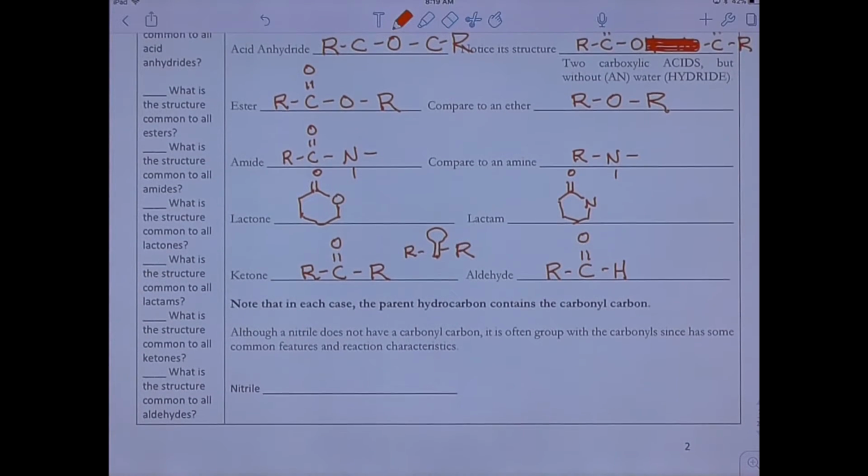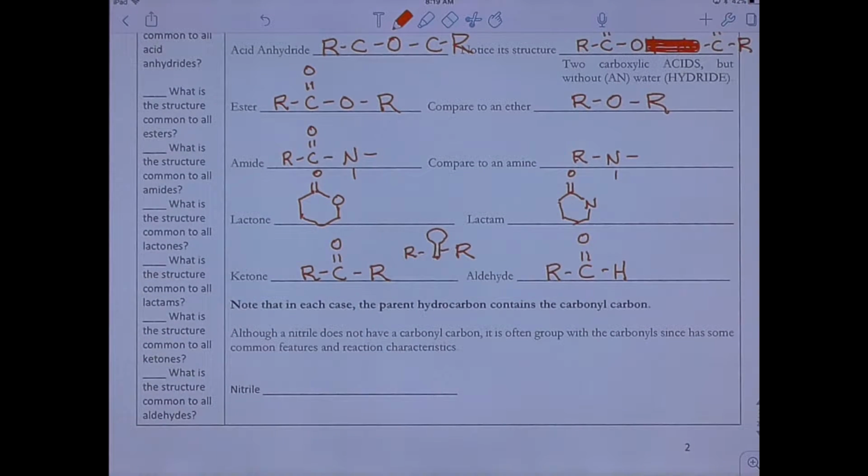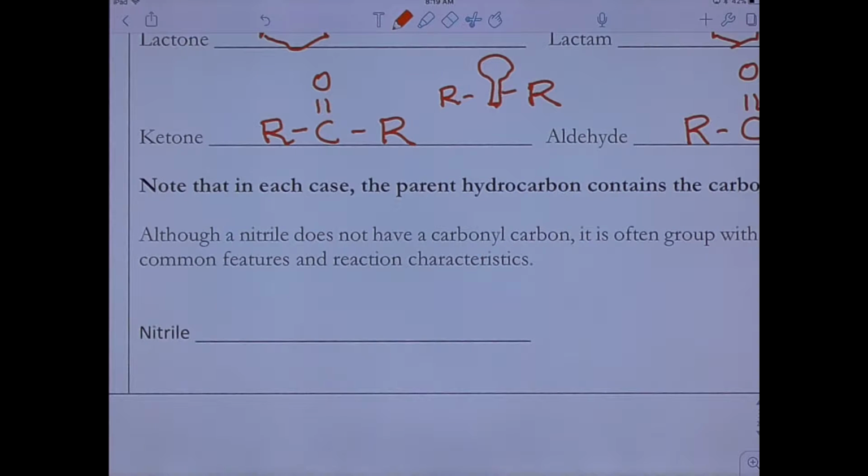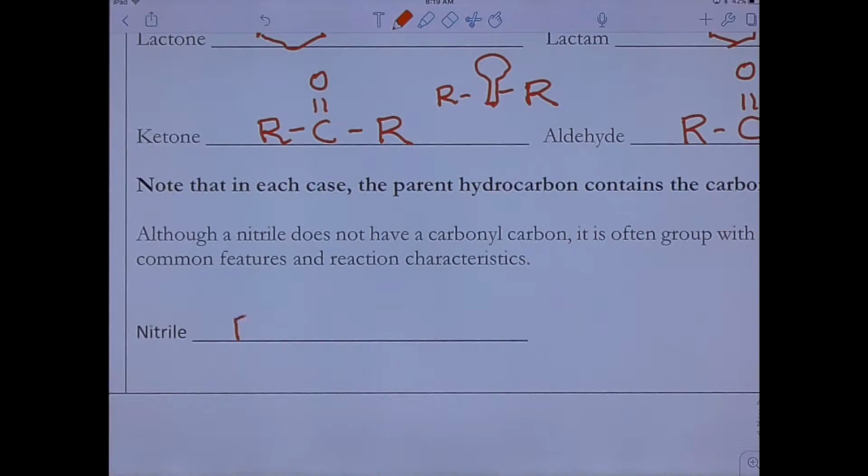Okay, and then the last one, nitrile. This doesn't have a carbonyl group on it, but it kind of reacts similarly, and so it's usually thrown into chapters here. A nitrile group is where you have a triple bond to nitrogen.